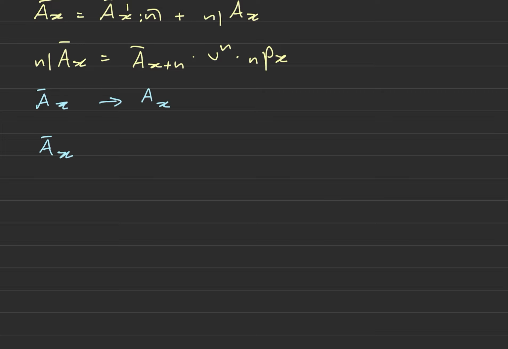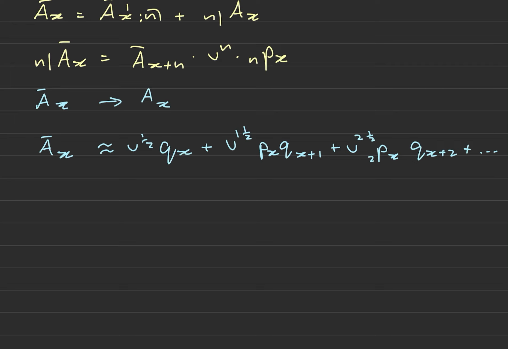So this Ā_x is roughly equal to v^(1/2) q_x plus v^(1 1/2) p_x q_(x+1) plus v^(2 1/2) 2p_x q_(x+2) and so on. Okay, and this equals (1+i)^(1/2) A_x. I'm going to explain this in a moment, don't worry. So what's essentially happened in here is, let me write here, this is claims acceleration.